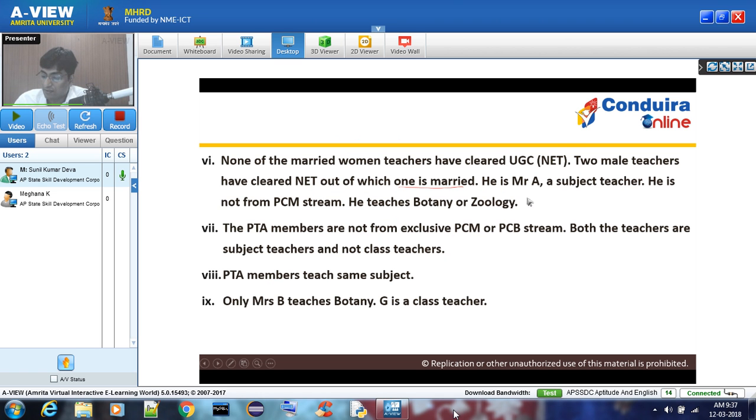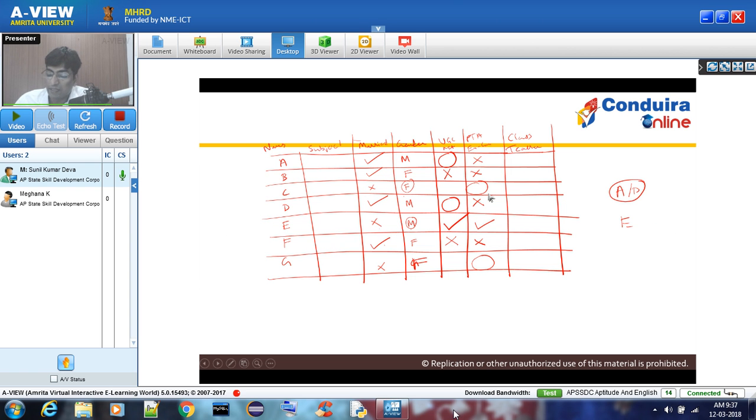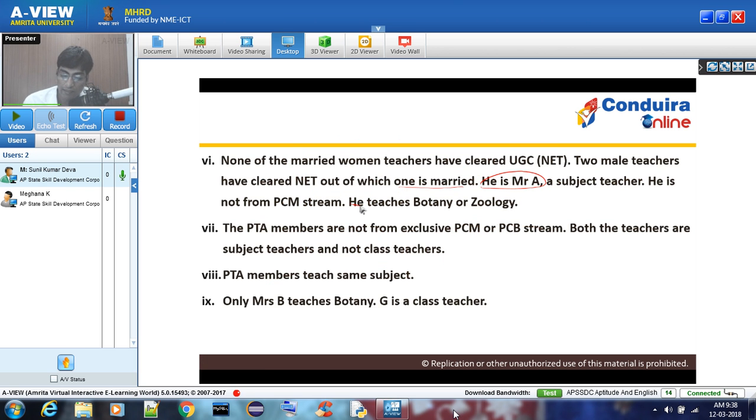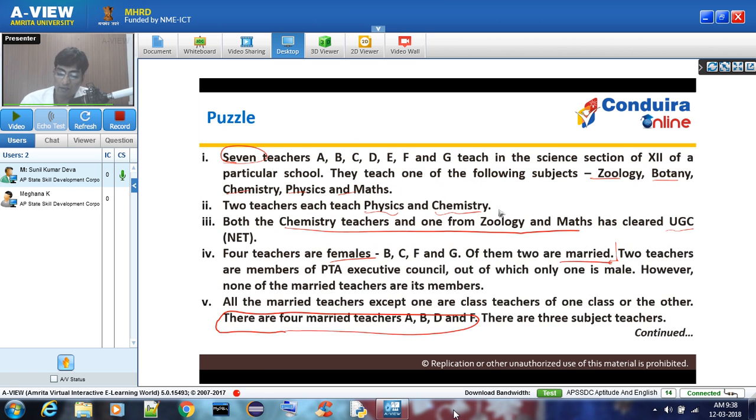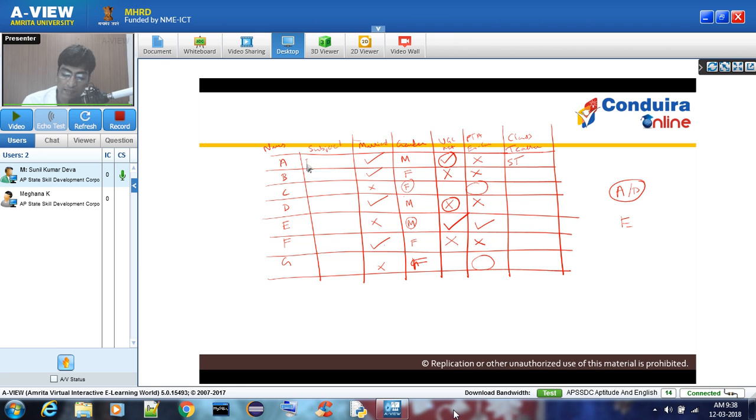Whoever has cleared the UGC net among them, out of which one is married, he is Mr. A. So directly I know that Mr. A has cleared the UGC net. And he is a subject teacher. He is not a class teacher, he is a subject teacher. And he teaches botany or zoology. That's also mentioned here. He is not from the PCM stream, he teaches botany or zoology. So let's go ahead and write it as B slash Z.